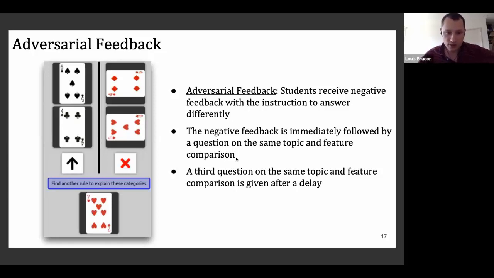And we also measure this after some delay. So after a short number of questions, we would again ask a question on the same topic and feature comparison, and measure if the student went back to his previous bias, or if he kept the change. So that's the concept that we call flexibility, the ability for students to change their bias and their decision based on the feedback they receive.